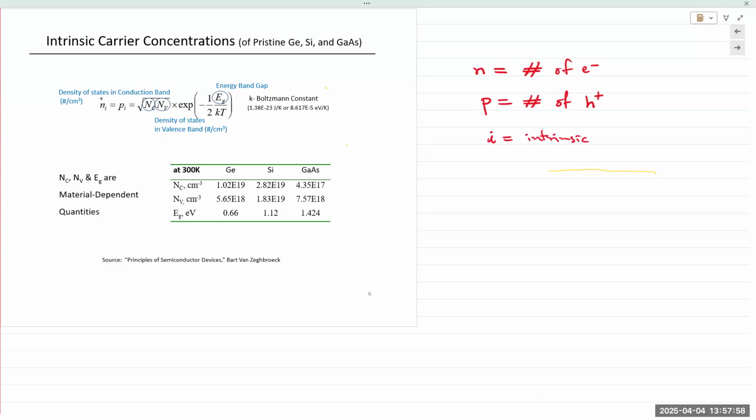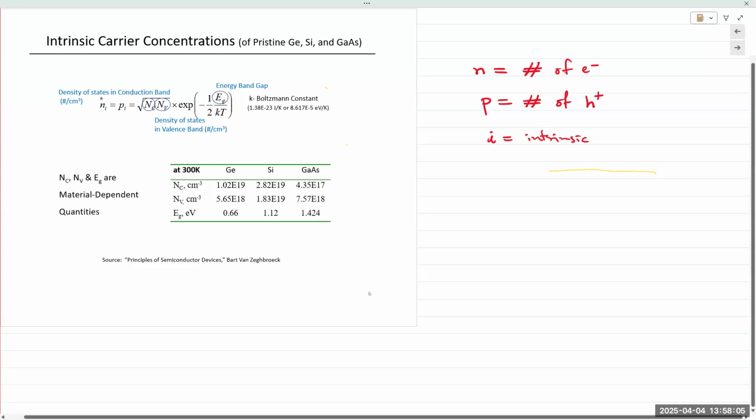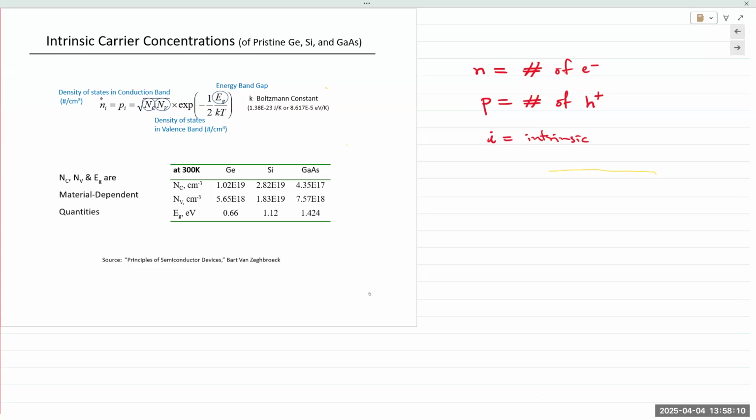The only energy that an intrinsic semiconductor acquires is thermal energy. Compared to 0 Kelvin and compared to 300 Kelvin, which is 27 degrees C, the amount of electrons that are created can be described with this expression right here. That expression is the square root of Nc times Nv, times e raised to minus one half Eg over kT.